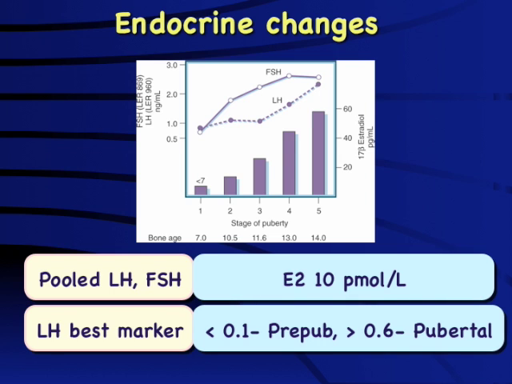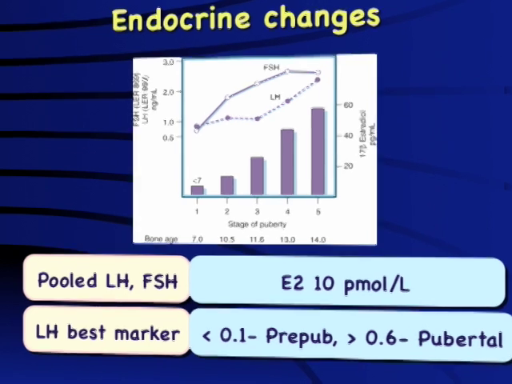Levels less than 0.1 are indicative of a prepubertal state, while those more than 0.6 are indicative of a pubertal state. 0.1 to 0.6 indicates a borderline situation, in which a GnRH agonist test, in which a GnRH agonist is given subcutaneously and levels are checked at 0, 2 and 4 hours, is helpful in establishing the diagnosis.